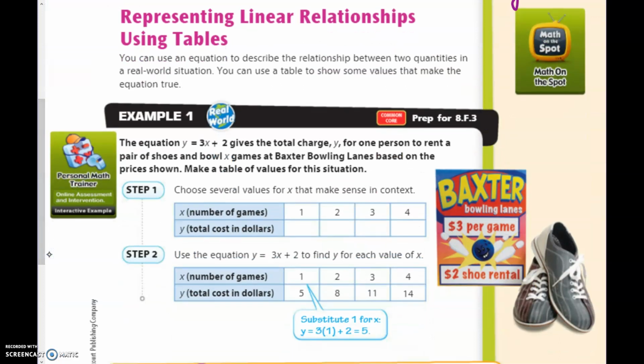So let's look here at example 1. We can always use an equation to describe the relationship between two quantities in a real-world situation. So in this example 1, it is giving us the equation y equals 3x plus 2, which gives the total charge for one person to rent a pair of shoes and bowl at Baxter Bowling Lanes.